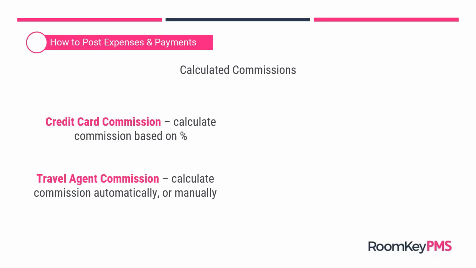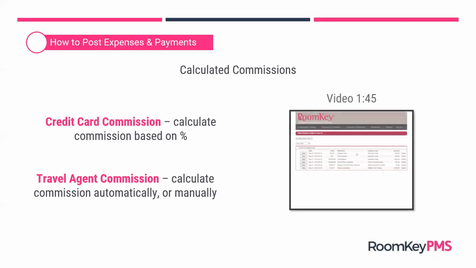We have two ways of calculating travel agent commission. You can do it automatically. So HOA will automatically look through RoomKey to see if any of the imported revenue is subject to commissions by travel agent. And then the other way that we can do it is manually. You can actually type in a manual commission rate. So I have a video here that's going to show calculating commissions. It'll start and show the credit card commission first, and then it'll look at the travel agent commission, both the automatic calculation and the manual calculation.